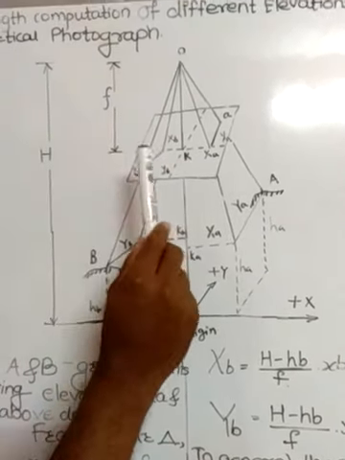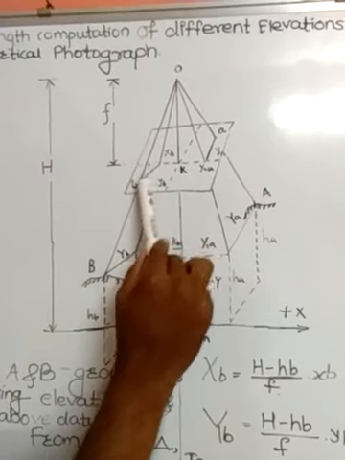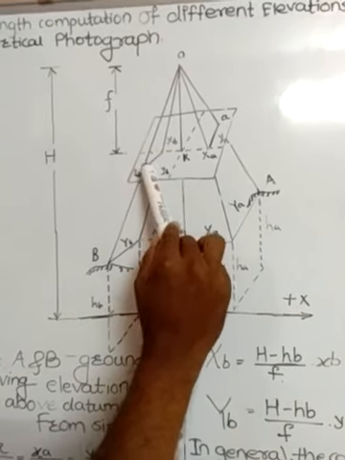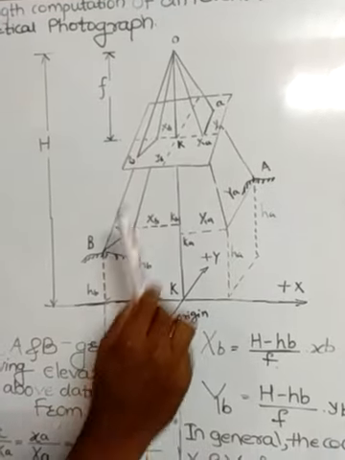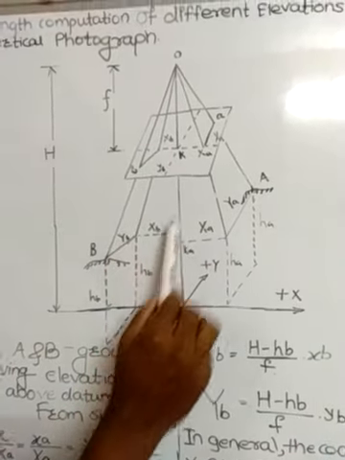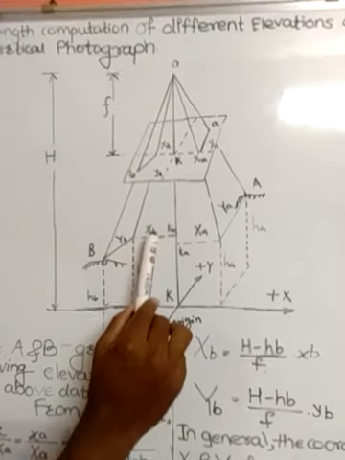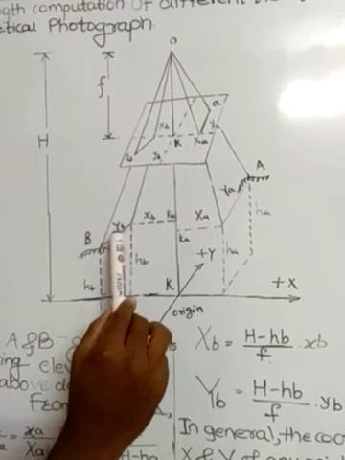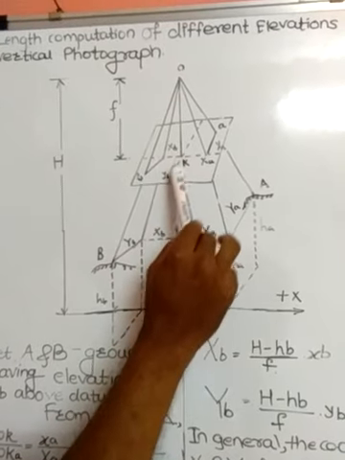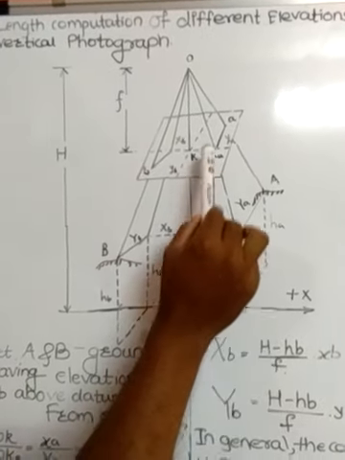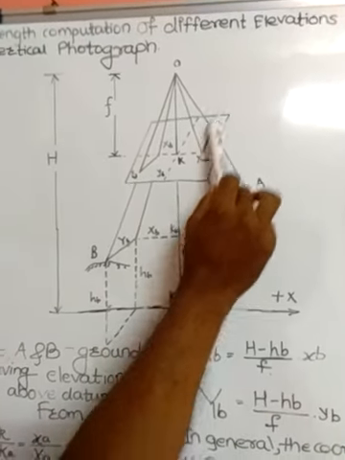Then what about their coordinates? Suppose these are A and B. We have to compute the length of the projections A and B. From the principal point, this is the principal ground point. There is xb, yb, which are the photo coordinates. Then xa and ya.